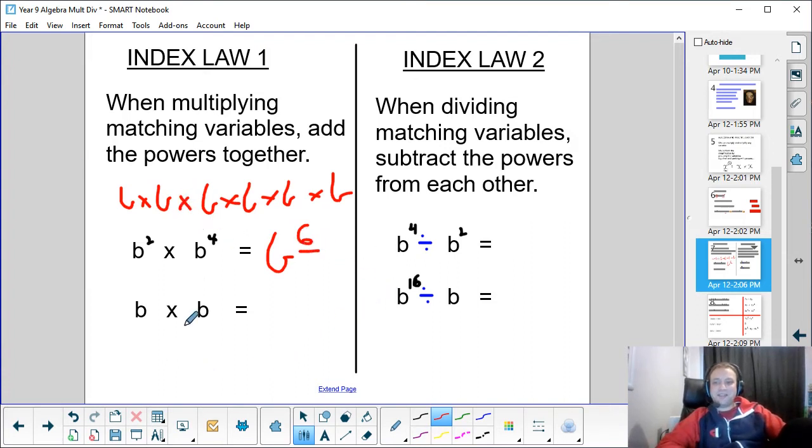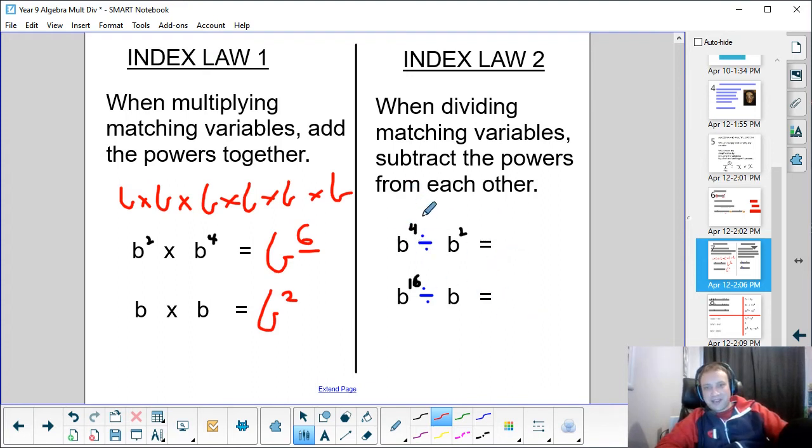Repeated multiplication. So a B times another B is B squared, right? When we're multiplying, we can play with powers, right? There's no number out the front. We're playing with powers. Powers tell me how many things I've got multiplying. And divided by is the opposite.